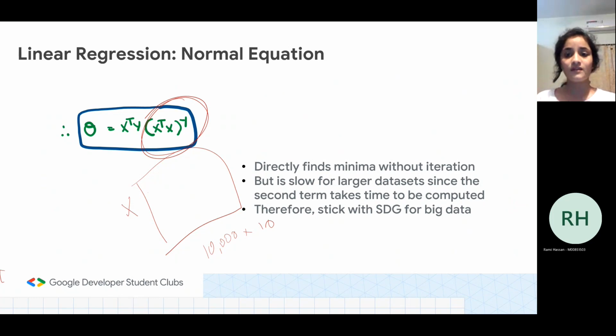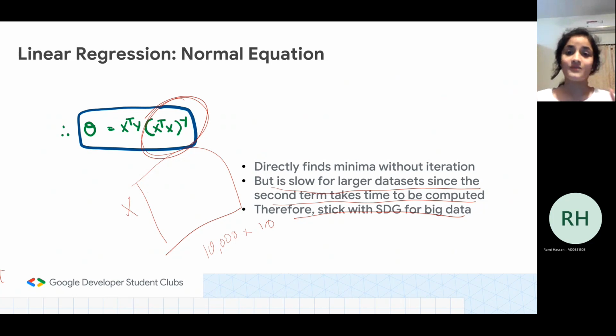And if you've done the inverse of a matrix, again it involves a couple of steps, right? You do A of IJ, something like that. So step by step, you have a couple of steps to follow, even in a 3 by 3 matrix. So calculating the inverse after multiplying these gigantic matrices takes a long time. It looks like a really tiny equation, but it takes a really long time. That's why it is slow for large data sets. The second term takes time to compute. Therefore, stick with stochastic gradient descent for big data sets.